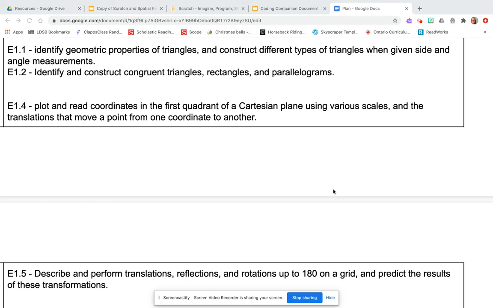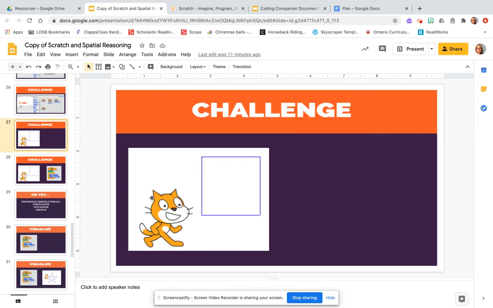Taking a look at an activity that we can use coding for in grade 5. The spatial sense curriculum is great for that. So looking at expectation 1.1 and 1.2 right now, talking about the geometric properties of different shapes. What I would do with my class to introduce this activity is I would take them through a challenge and say, can you have your sprite draw me a square?